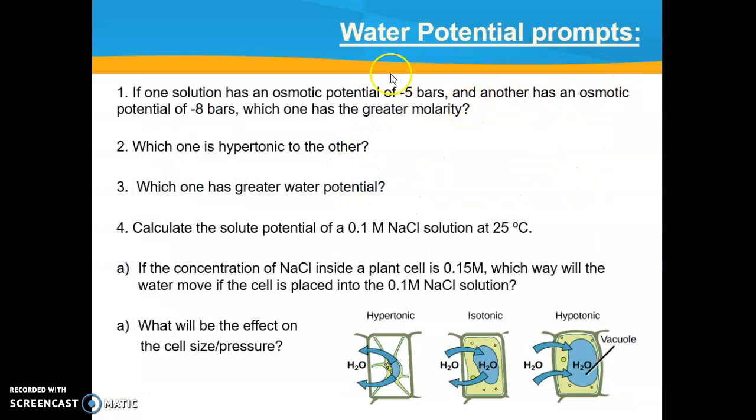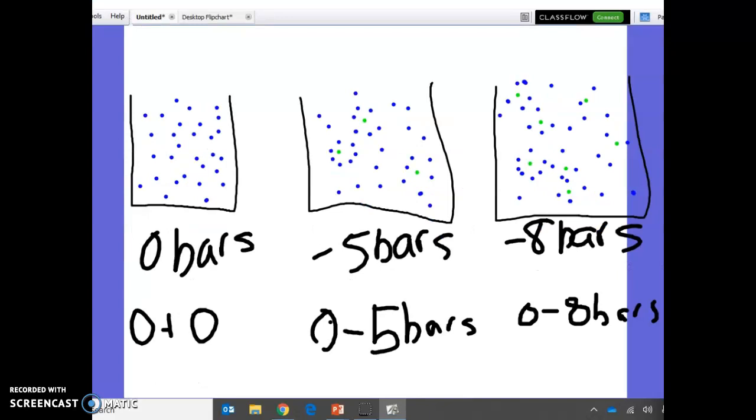If we compare those two solutions, which one is more hypertonic to the other, which one has more solute and less water available, that's going to, again, be the -8 bars.